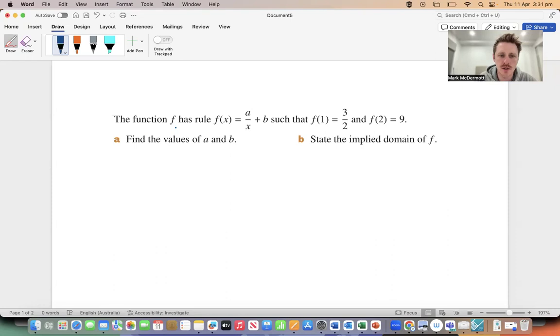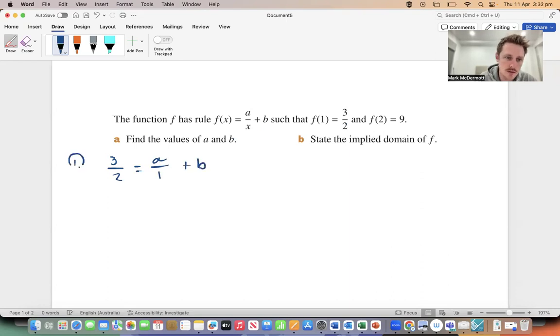So the first question says the function has the rule f of x equals a on x plus b such that f of 1 equals 3 on 2 and f of 2 equals 9. Find the values of a and b. Well, this first piece of information says that when x is 1, the whole function equals 3 on 2. We can say 3 on 2 equals a on 1 plus b.